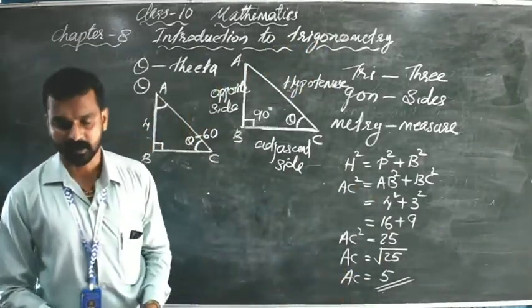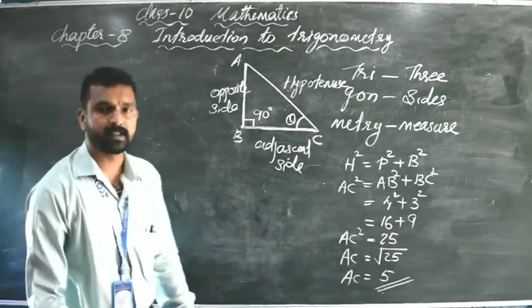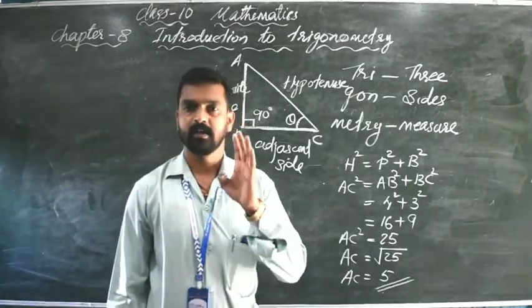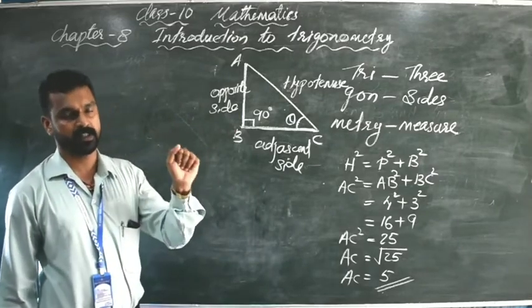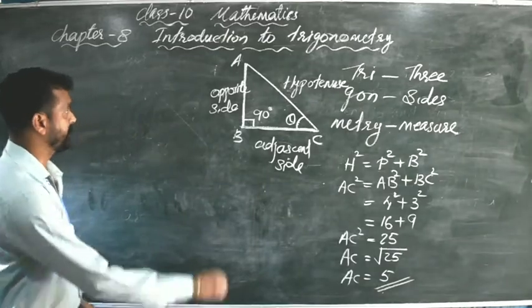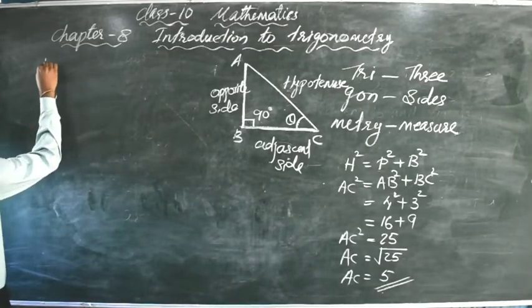Okay, now the trigonometric ratios. A total of 6 trigonometric ratios are there: sine, cosine, tangent, cosecant, secant and cotangent. Then the first one is sine.